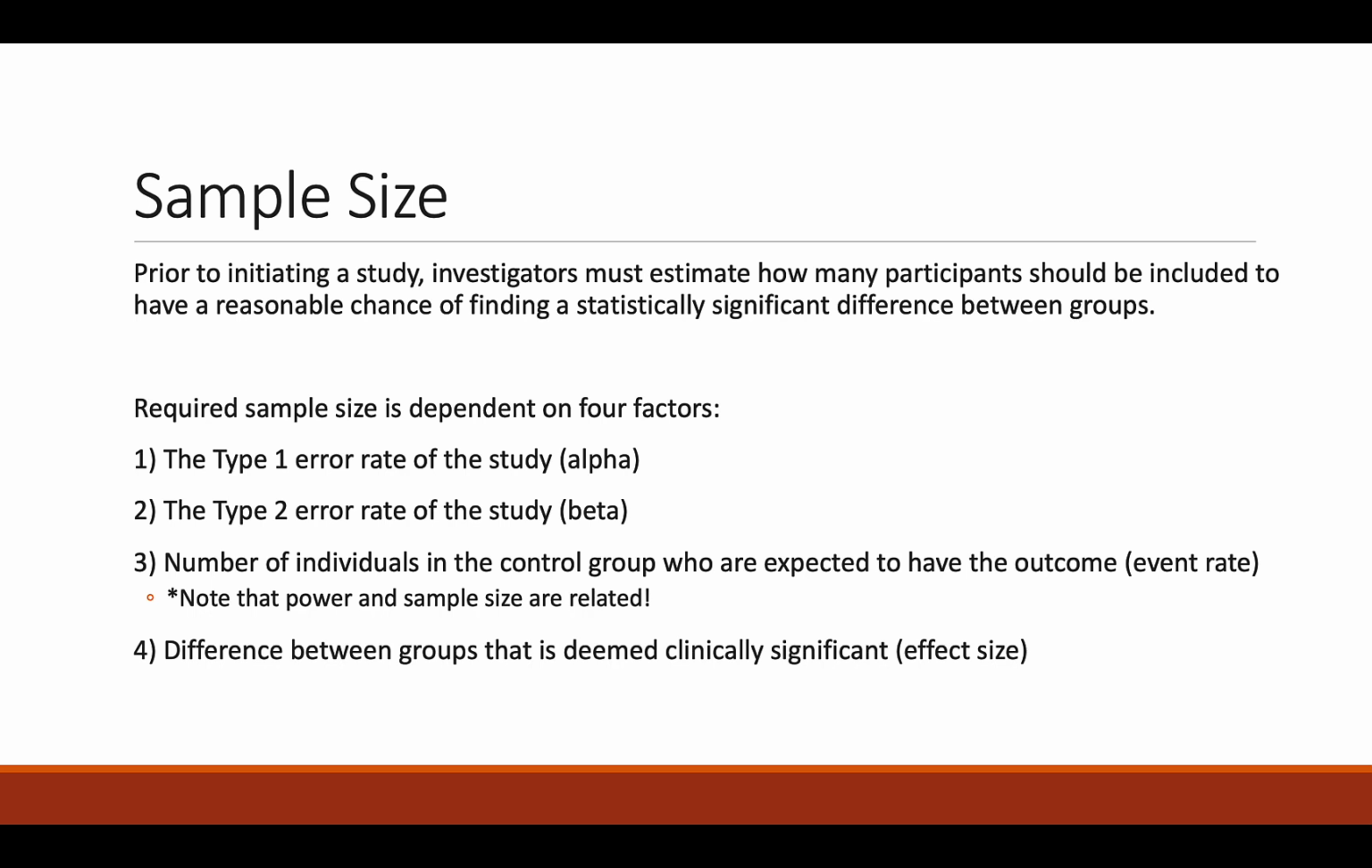The factors that we'll discuss are the type 1 error rate of the study, alpha, the type 2 error rate of the study, beta, the number of individuals in the control group who are expected to have the outcome. You can think of this as our event rate. You can also think about this as the incidence of the outcome in the control group. So note, again, that power and sample size are related, and then you need to know the difference between the groups that is likely to be considered clinically significant. So this would be the effect size.